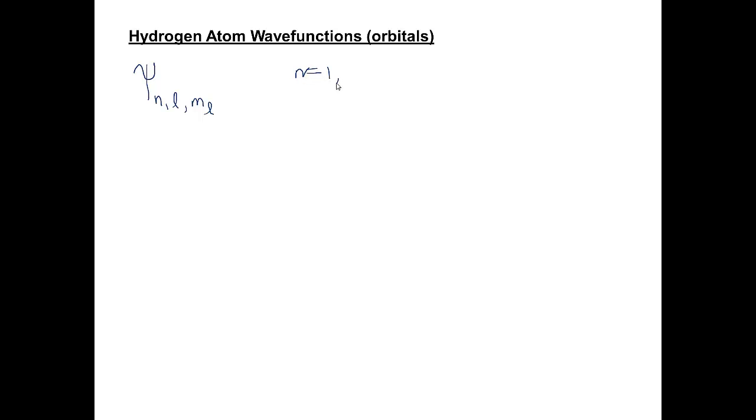n can be 1, 2, 3, and so on. L starts at 0 and counts its way up to n minus 1, and m sub L starts at negative L, counts its way up in integer steps past 0, and all the way until you're as large as positive L. So this describes a particular wave function. And what we'd like to do in this video is look at what these wave functions tell us.